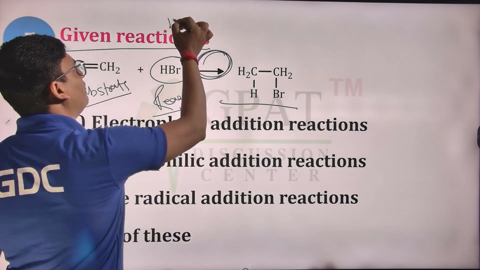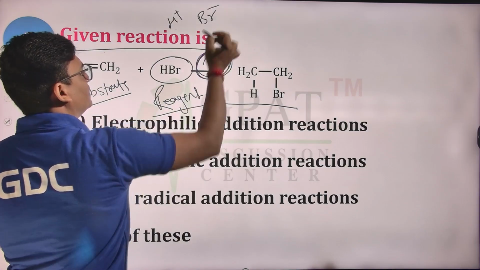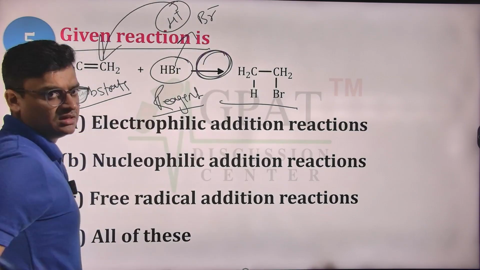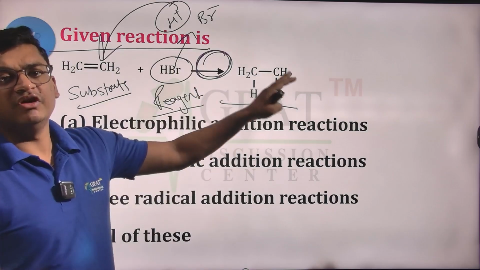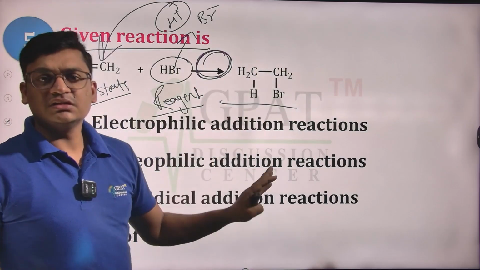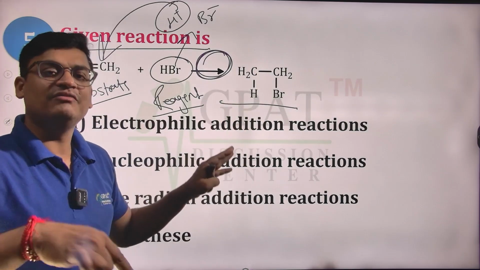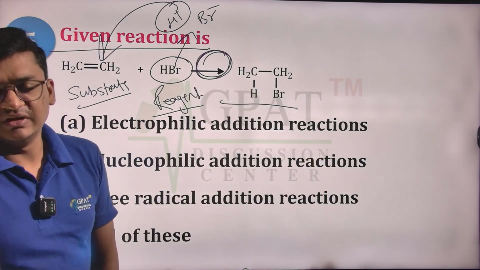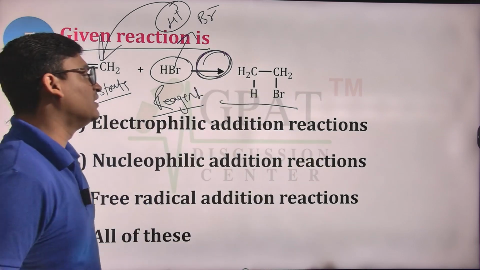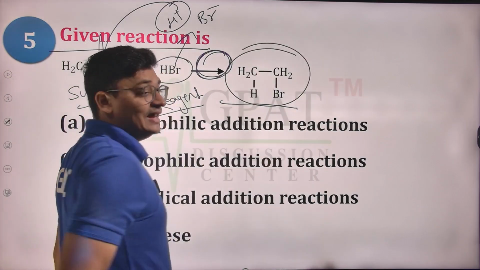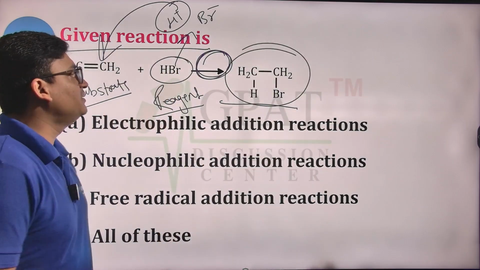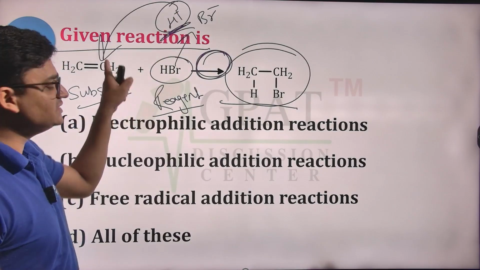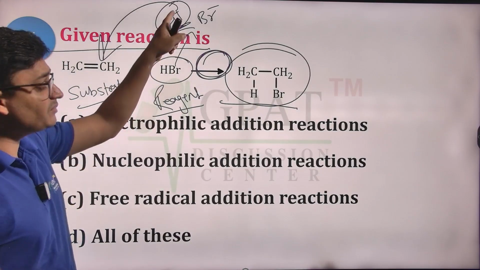First of all, we will have H plus and Br minus formation from this HBr. Now this H plus will attack first the double bonded system, making a way for the Br minus to attack, and thus we have a carbocation formation. Then the Br minus will attack that particular carbocation, making it a nucleophilic attack as well. So we have a complete addition reaction. It's an electrophilic addition reaction. The reason is that H plus attacks first, since this substrate is attacked first by the electrophile.